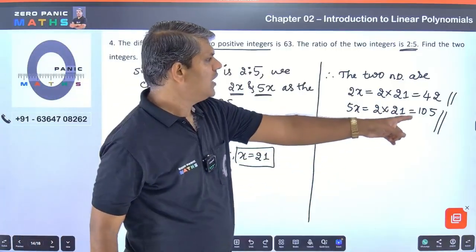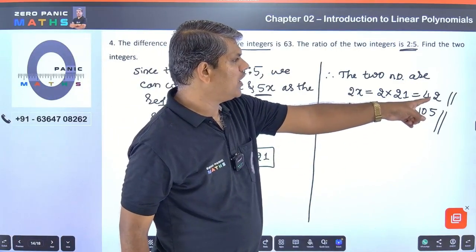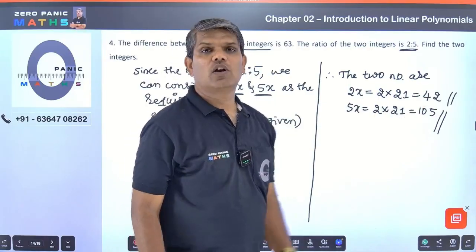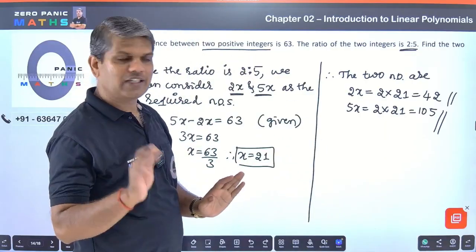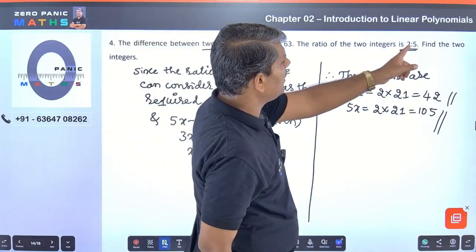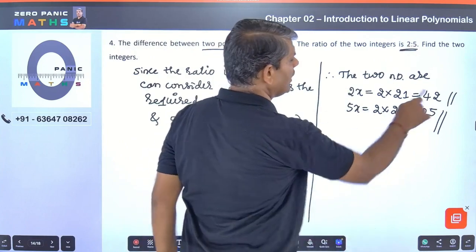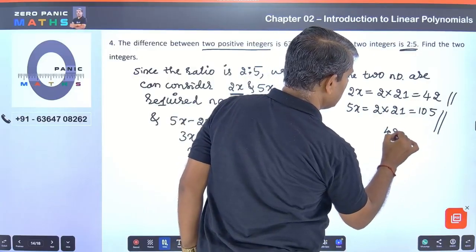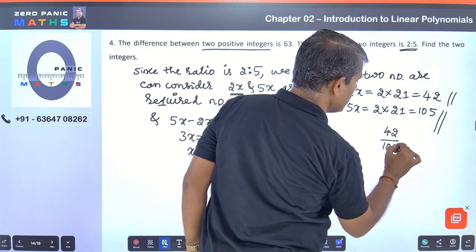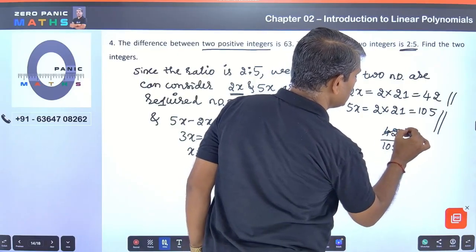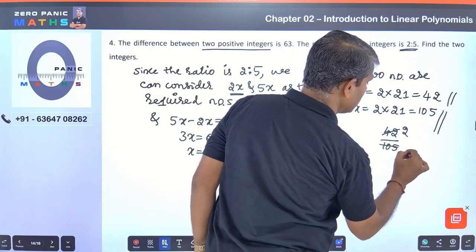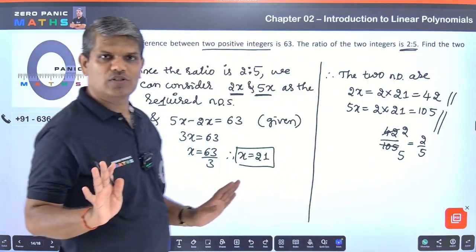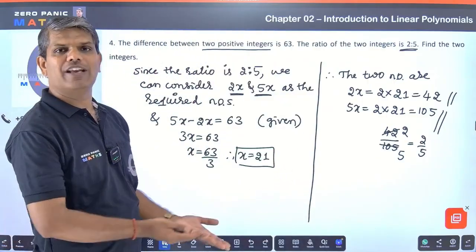Now the difference between 105 and 42: if you subtract 42 from 105, you will get 63. That is correct. And also if you find the ratio 2 is to 5, you can see here 42 divided by 105. It is 21 twos and 21 fives. So it is 2 is to 5. Understood this? This is how you verify your answer also.